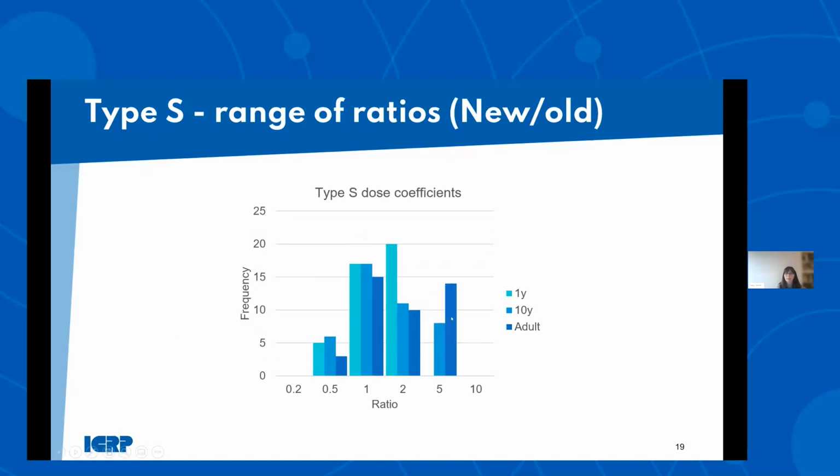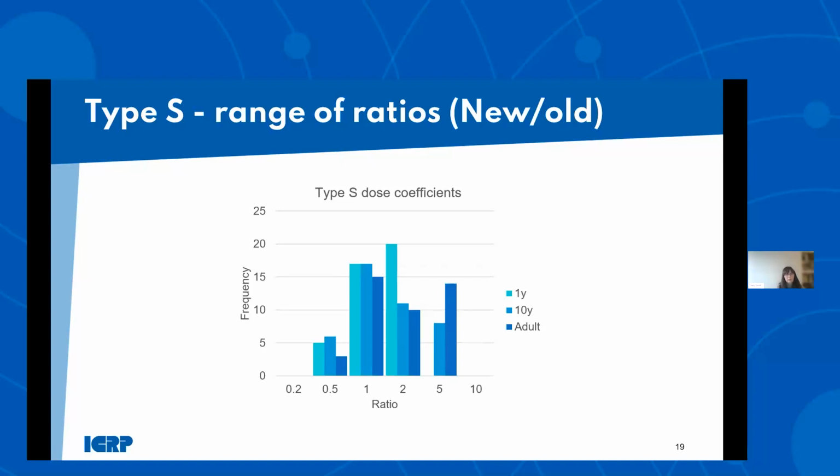And for S, we have a few more outliers, but I think I made a note. What have we got in there? I think some radium and some lead. So again, the bound state is being invoked, which tends to push the dose coefficients up.